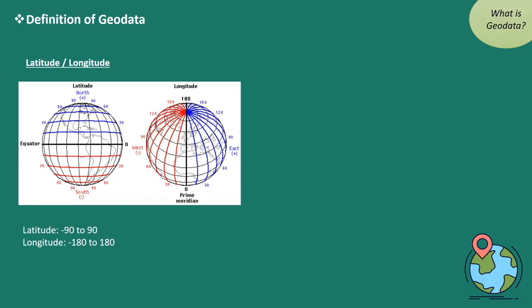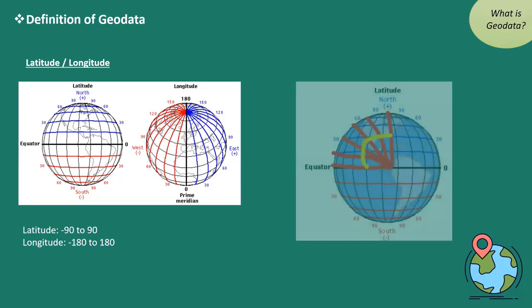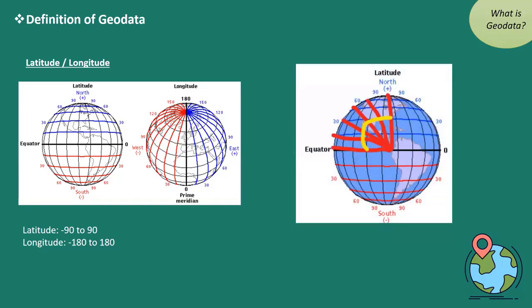But why are we referring to degrees? We are referring to degrees because we talk about an angle. It's the angle that is created between the location we are at and the equator or the prime meridian. And then latitude and longitude are constructed.